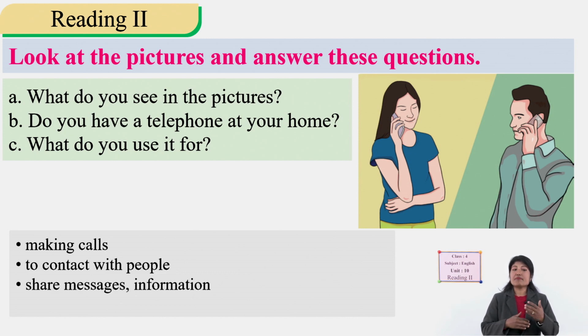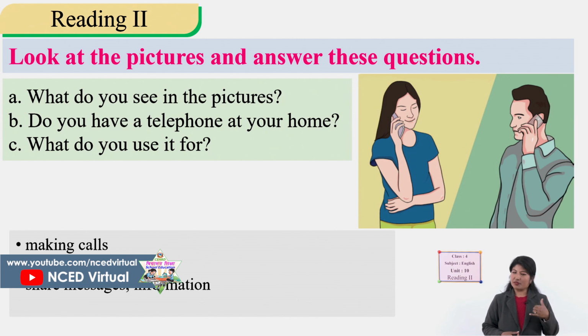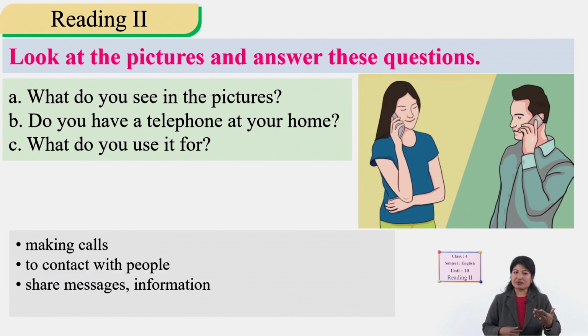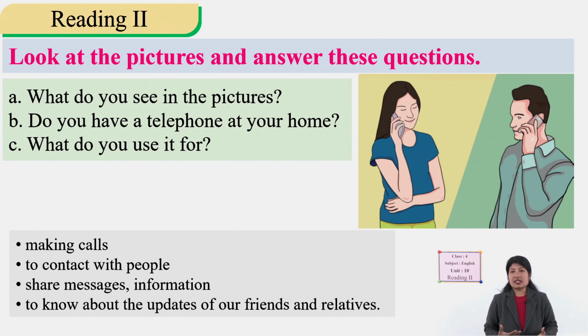Then share messages. Why do we contact the people? Why do we call people, our friends, relatives? Why do we call? Share messages. If we have something to tell them, some message to deliver, or some information to give them, we make a call, we phone and tell them, right? Another task, to know about updates, what's going on, updates of our friends and relatives. So those things we talk about on mobile or telephone.